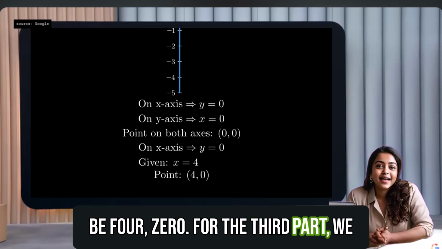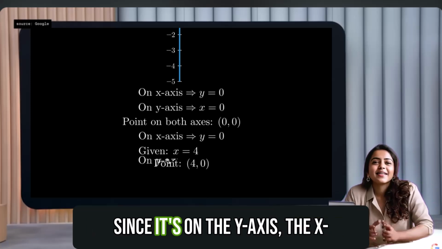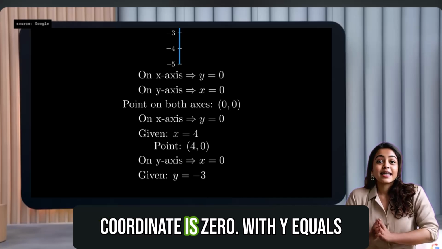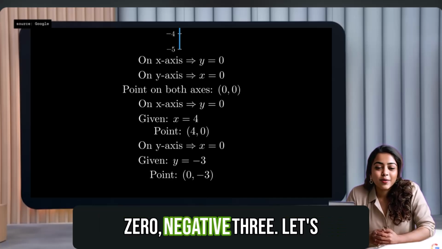For the third part, we need to find a point on the y-axis with y-coordinate -3. Since it's on the y-axis, the x-coordinate is 0. With y equals -3, the point must be (0, -3).